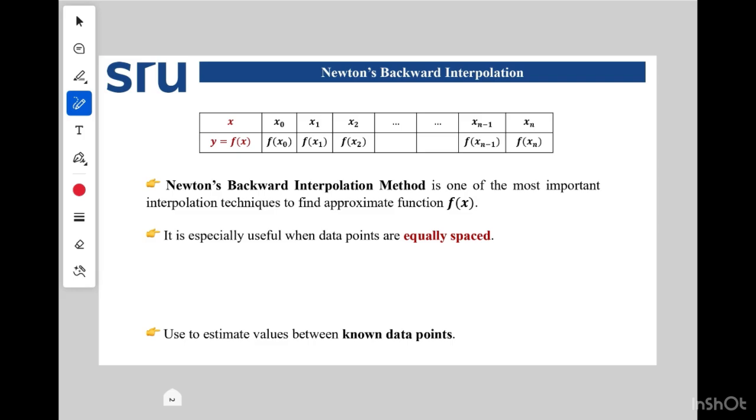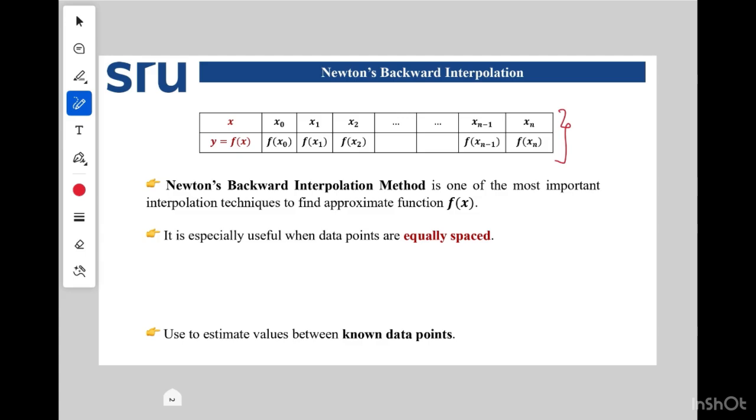Suppose we have some observation or data set like the one given in this table. In this table we have n plus 1 data points and their function values. With the help of these data points we can construct a polynomial which fits all the data points exactly, and that polynomial is called the interpolating polynomial.